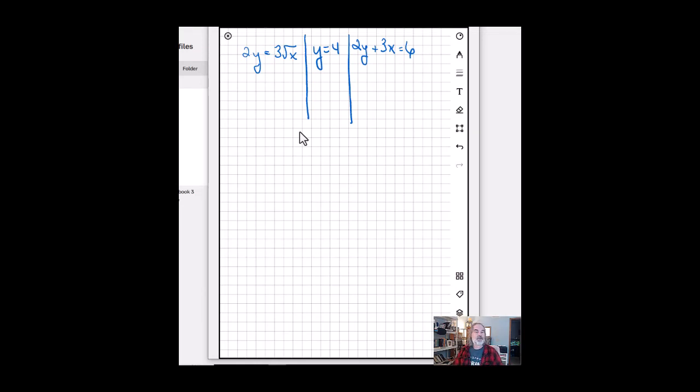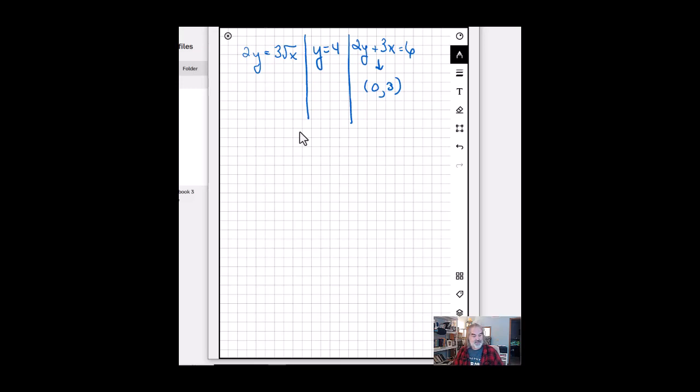So the three functions again, 2y equals 3 root x, y equals 4, and 2y plus 3x equals 6. So let's get some basic information first. y equals 4 is a horizontal line. For this line here, let's draw it by coming up with the intercepts. For example, when x is 0, y is going to be 3, right? Because if x is 0, we get 2y equals 6, y is 3.